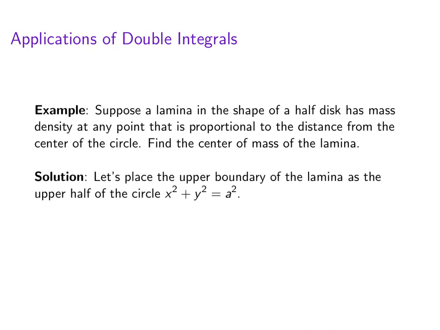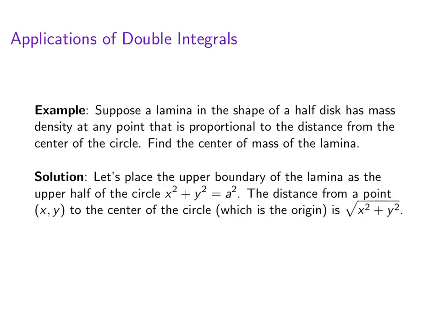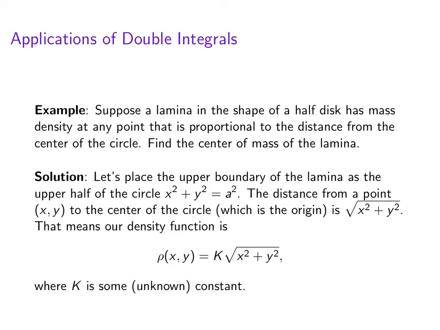Let's say that the upper boundary of the lamina is going to be the upper half of the circle, x squared plus y squared equals a squared. The distance from a point (x, y) to the center of the circle, which we'll place at the origin, is the square root of x squared plus y squared. So we'll say that our density function is rho of (x, y) equals k times the square root of x squared plus y squared. k is just some unknown constant.